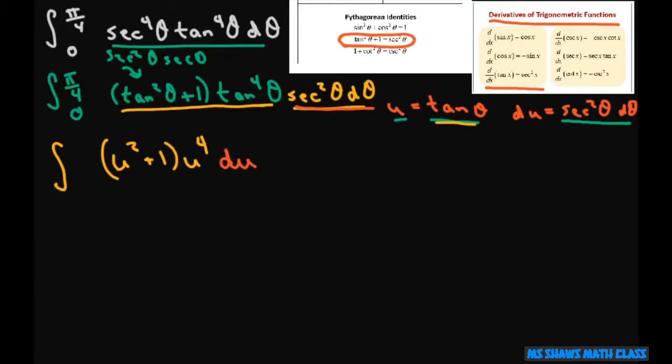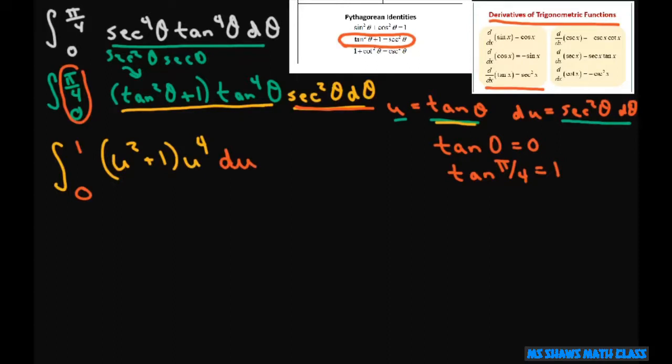Now, the only thing we have to do is change our interval here, since we did substitution. So we substituted u equals tan of theta. So we're going to say that tan of 0 equals 0, but tan of pi divided by 4 equals 1. So now we're going from 0 to 1. And you have to look at that when you're doing substitution.